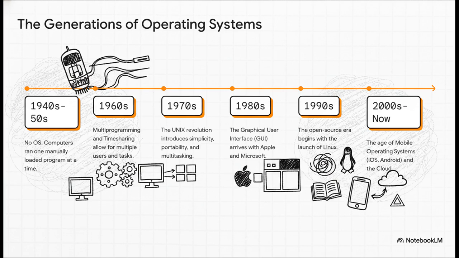The 70s? That was the Unix revolution, and its core ideas still influence pretty much every modern operating system. Then the 80s gave us the stuff we all take for granted now: windows, icons, the mouse pointer. The 90s opened the door for total customization with Linux. And finally, the 2000s put a crazy powerful OS right in our pockets. With iOS and Android, suddenly we were all connected to the cloud.